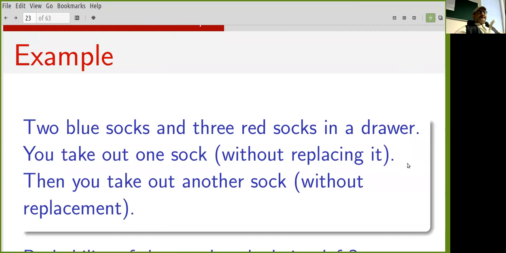Next example. You have 2 blue socks and 3 red socks in a drawer. So you take out one sock at random, right? You close your eyes, you just put your hand in and feel a sock and take it out. Then the second time, and you don't put it back, right? And then the second time you reach in, close your eyes, pick up one sock at random and take it out.